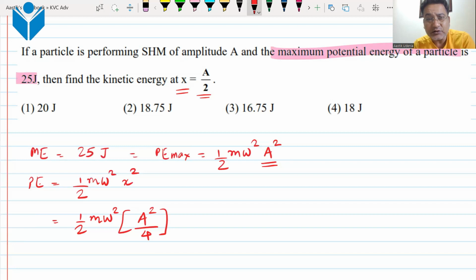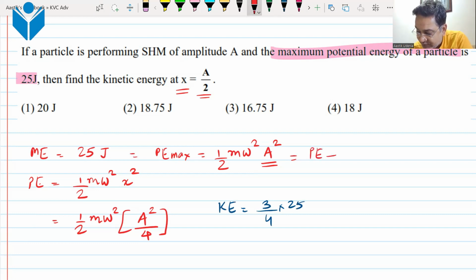Total energy is 25 joules. 1/4 of it is in the form of potential energy. 3/4 of it would be in the form of kinetic energy. So the answer for kinetic energy will be 3 by 4 times of 25. Remember, the total mechanical energy remains constant. Do we remember this?